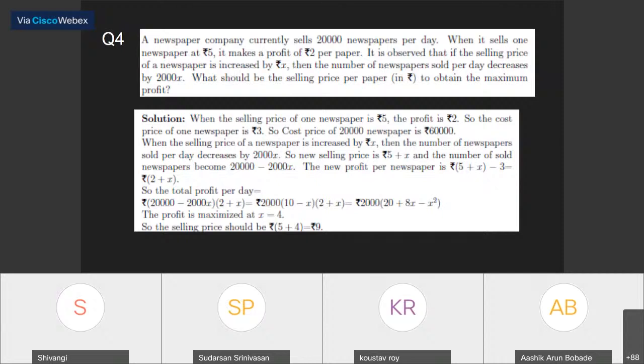Just a doubt, how come we get the 10 minus x? Okay, it is simplification only. You don't need to do it the same way. You have 20,000 minus 2,000x; you take 2,000 common, then get 10 minus x. Got it, sir. Thank you. You don't need to do that step. You can keep it in the original form, 20,000 minus 2,000x times 2 plus x.